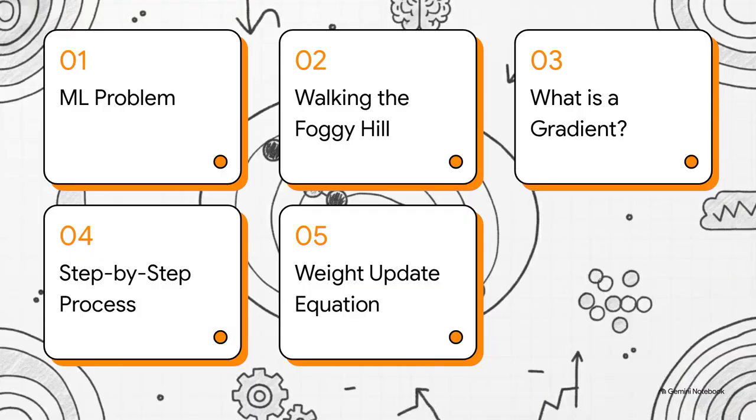Okay, let's dive into this. Don't worry if the math sounds intimidating because we're going to walk through a really comforting roadmap here. First, we'll frame the core machine learning problem. Then, we'll take a little walk down a foggy hill. Next, we'll define what a gradient actually is, unpack the step-by-step process, and finally, look at the weight update equation.